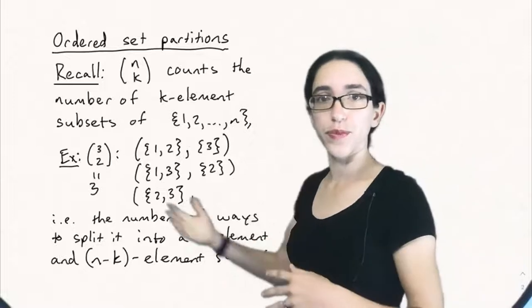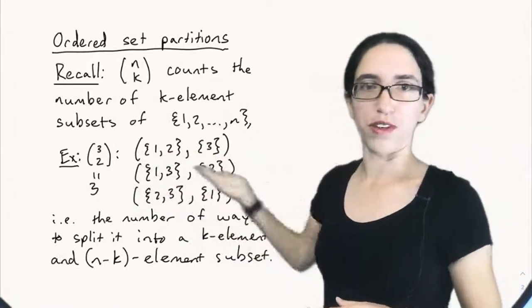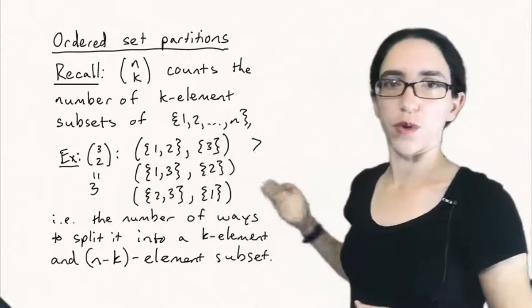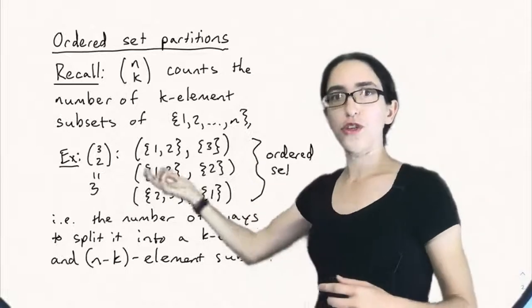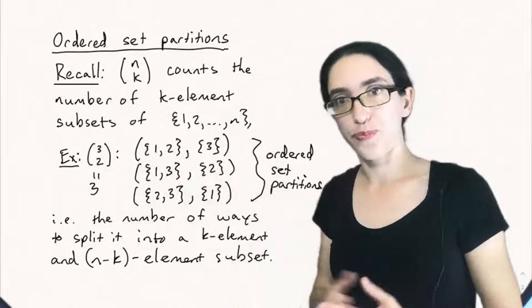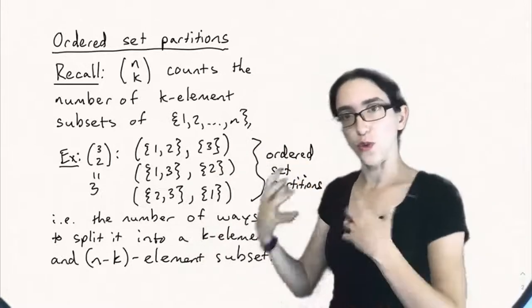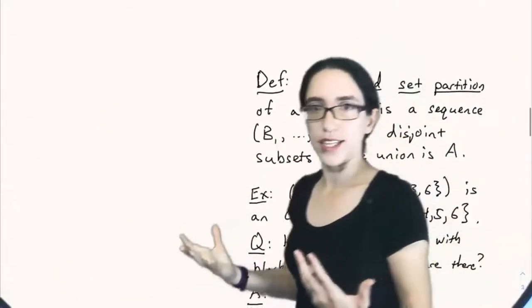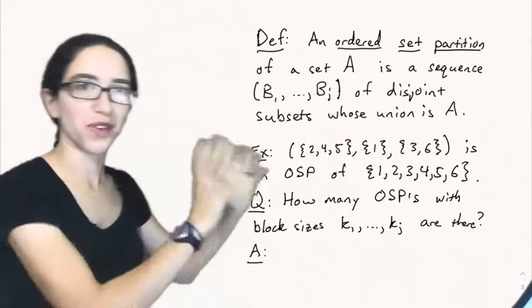That pair is counted by n choose k. So we can complete these pairs by saying 1, 2, and 3, or 1, 3, and 2 in the two different sets, 2, 3, and 1. These are all examples of ordered set partitions with two blocks, a block of size 2 and a block of size 1, in that order. And so we're going to show that multinomial coefficients actually count ordered set partitions, which is generalizing the subsets that n choose k counts. So what is an ordered set partition?